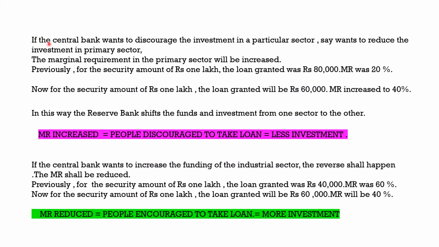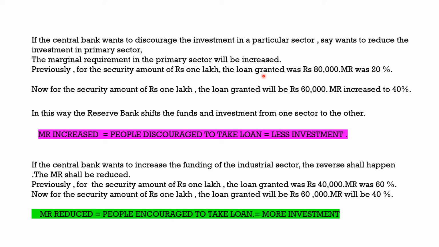Now, how will the bank use this marginal requirement to achieve its monetary policy? If the bank wants to discourage investment in a particular sector, it's not interested. It has received guidelines from RBI not to promote this XYZ sector. Say it wants to reduce the investment in the primary sector. Now, the monetary policy focuses that let us not invest more in what? The primary sector. Then what will happen? The marginal requirement of the primary sector will be increased.